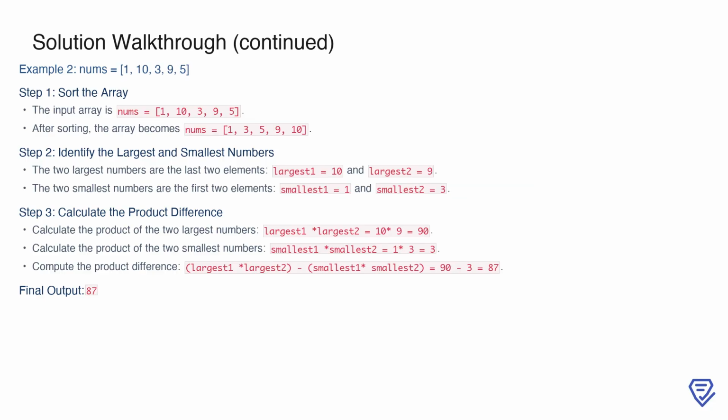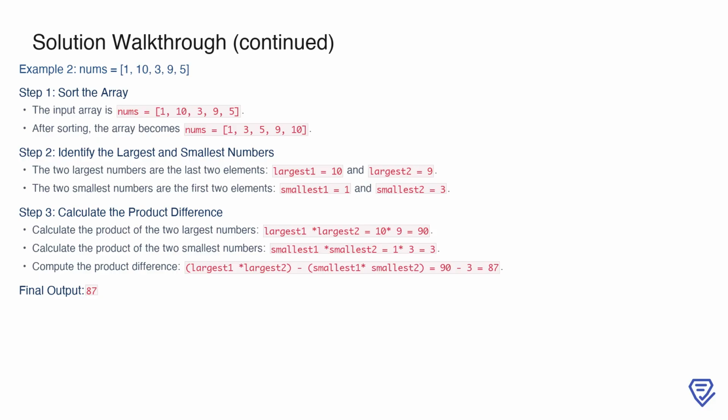In this example, the input array is nums equals 1, 10, 3, 9, 5. We begin by sorting the array, resulting in nums equals 1, 3, 5, 9, 10. From this sorted array, the two largest numbers are the last two elements, largest 1 equals 10 and largest 2 equals 9. The two smallest numbers are the first two elements, smallest 1 equals 1 and smallest 2 equals 3.